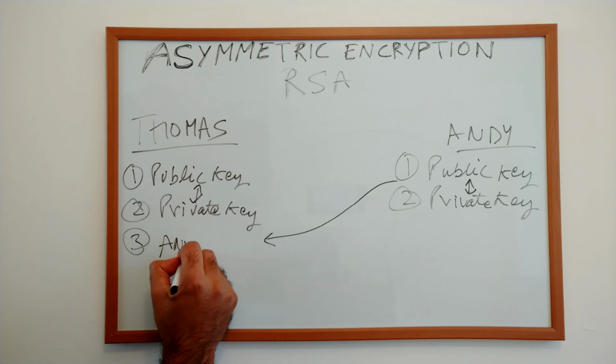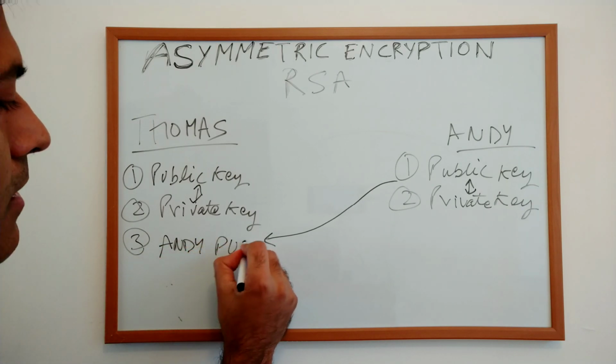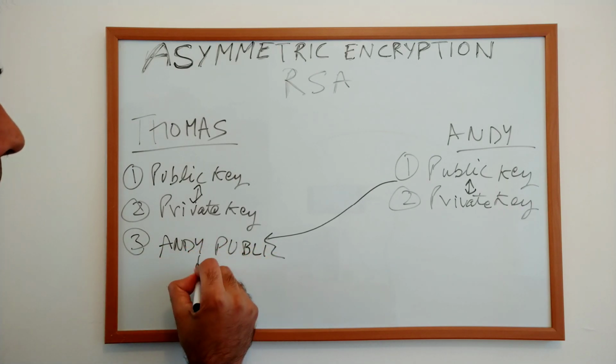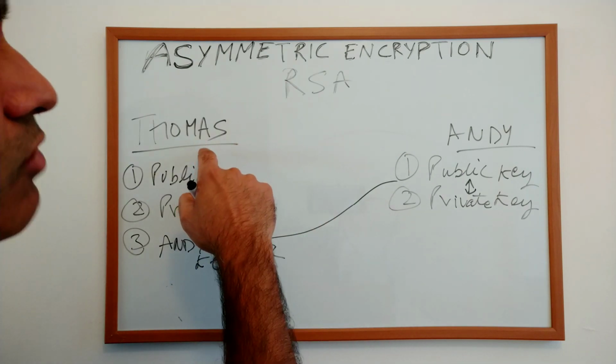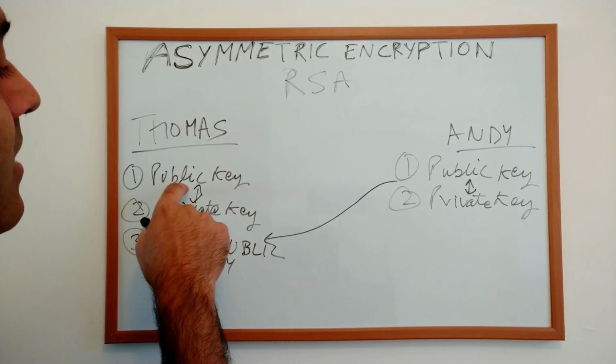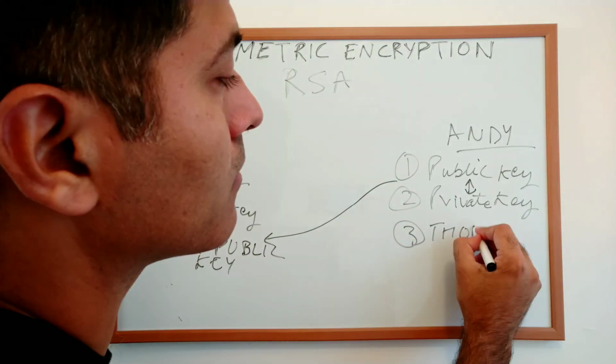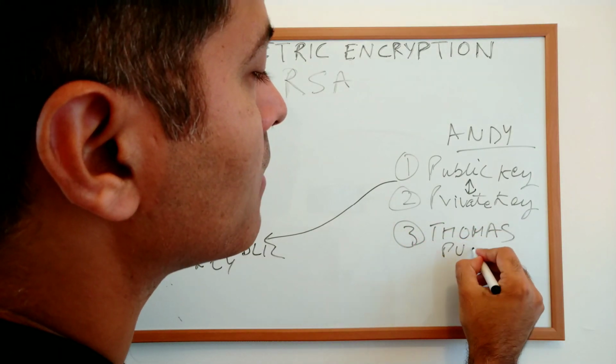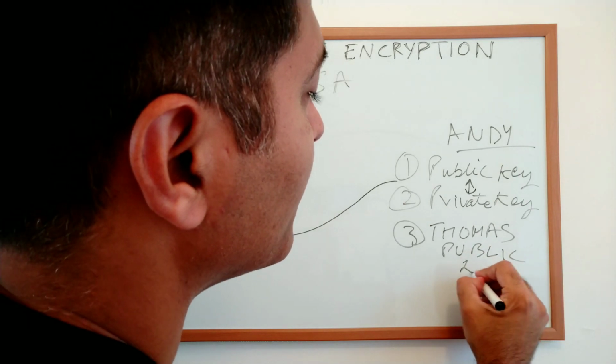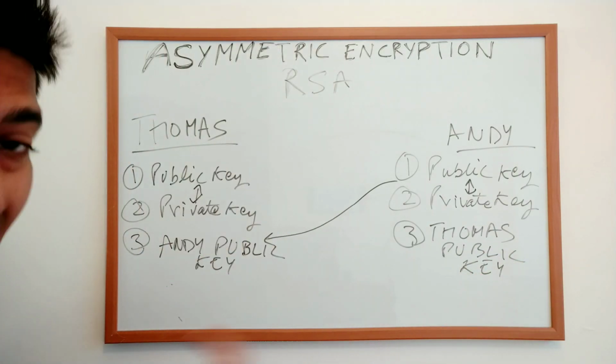So I'll probably write it down: the public key. And Thomas will do the same thing. He will send his public key to Andy. So here I will write Thomas's public key.